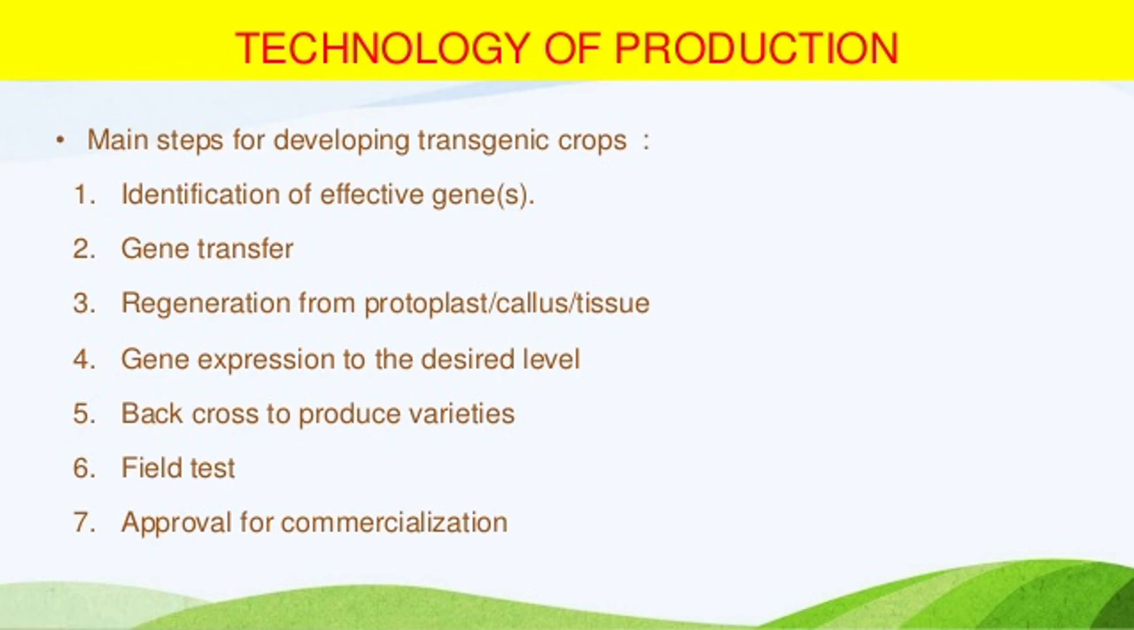Gene expression to the desired level, so we screen for the plant which expresses the maximum level of the crystal protein. Backcross to produce the varieties. Then you have to do the field test. Once you do the field test, you see the efficacy of the crystal protein to protect plants from insect damage, and once the field trials are successful, it is approved for commercialization.